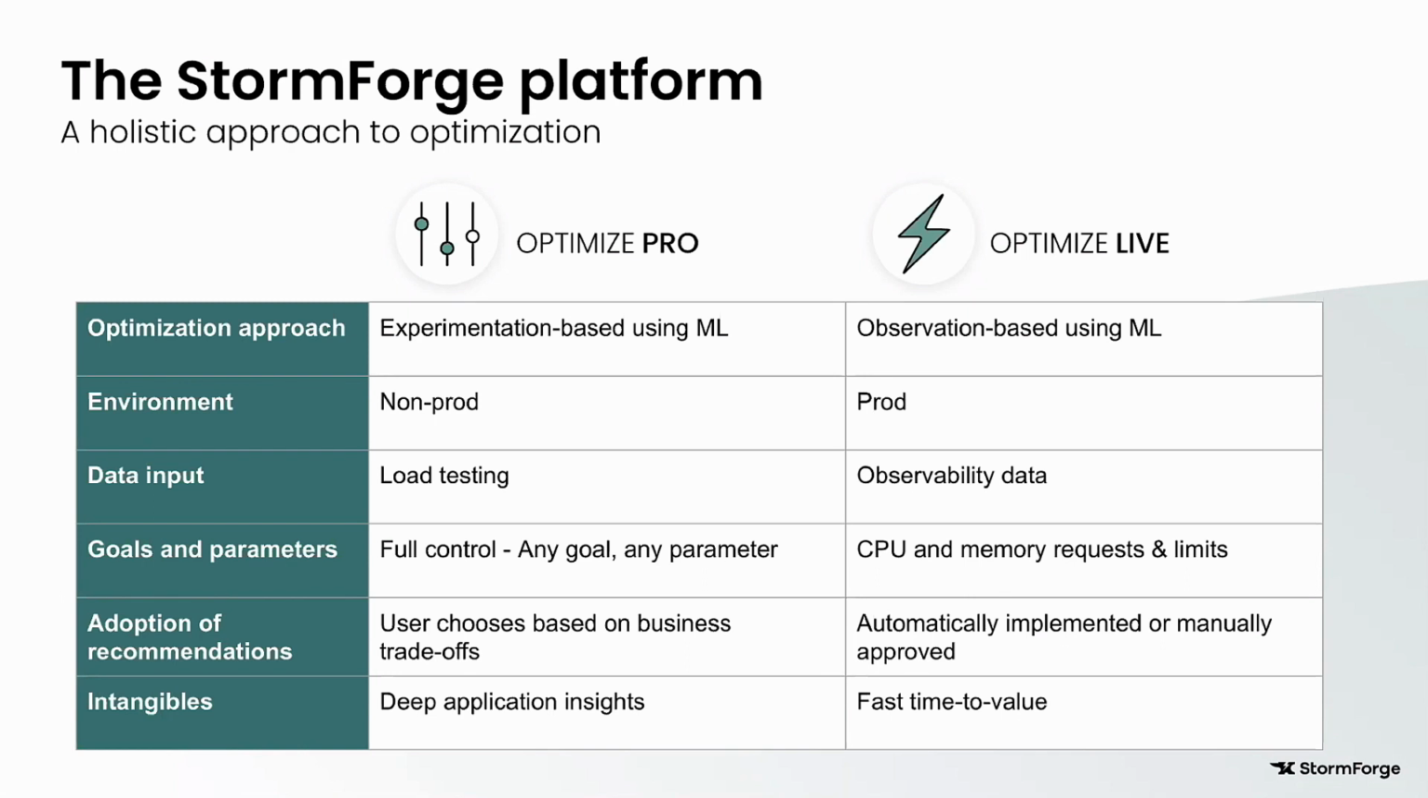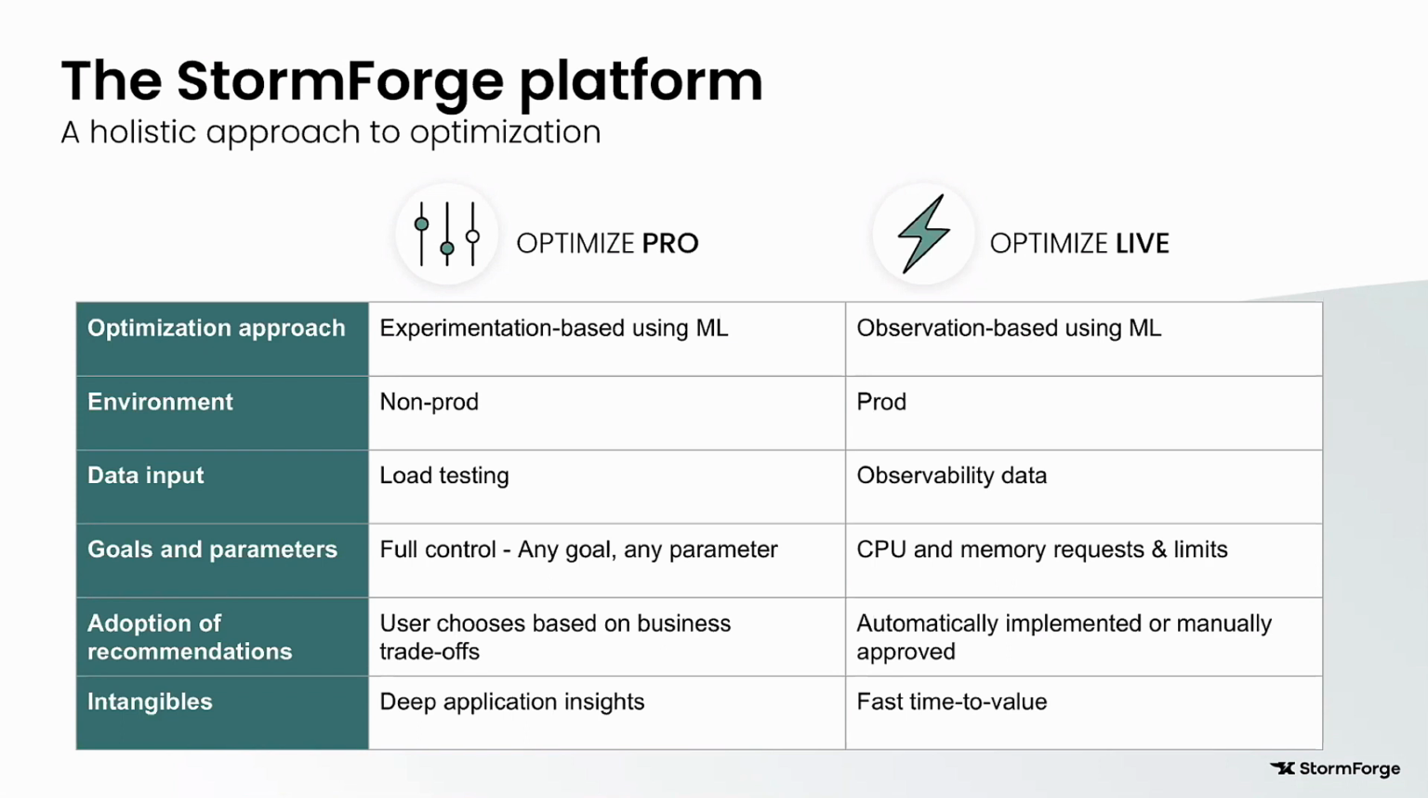Optimize Pro, because it uses this scenario testing experimentation approach, gives you a lot of control and a lot of power. It's very flexible. You can tune for any parameter, for any goal that you can measure, with any scenario that you can dream up and build in a load test. So it's super powerful. The other thing that's kind of an intangible is that a lot of organizations find that it provides really good insights into their application, because it allows you to really explore, understand, and analyze the application. You find some key things that help you improve the architecture of your application.